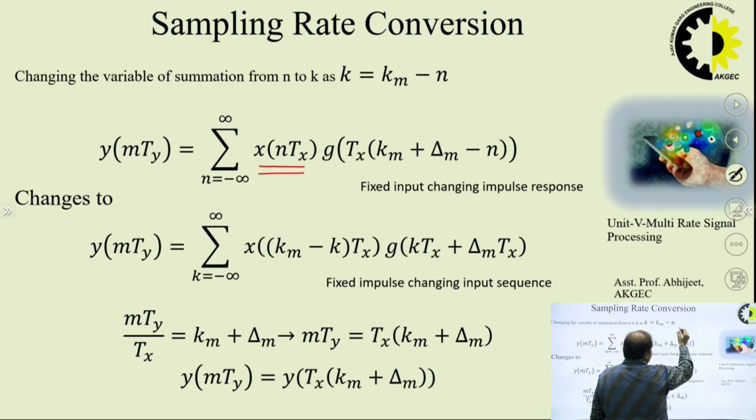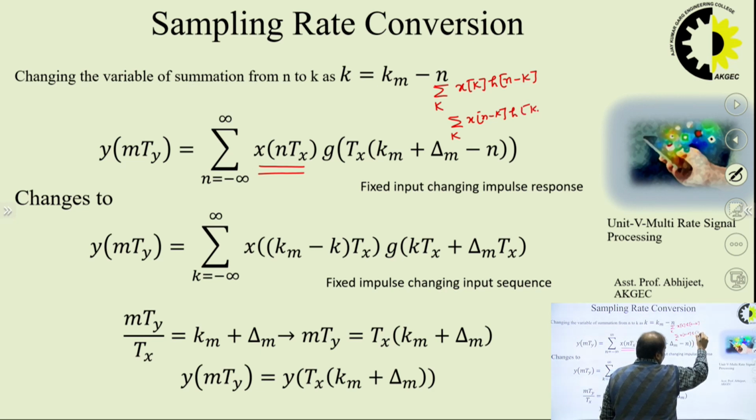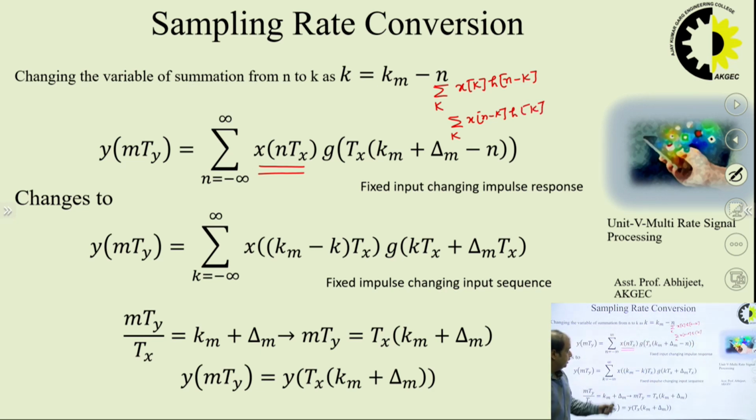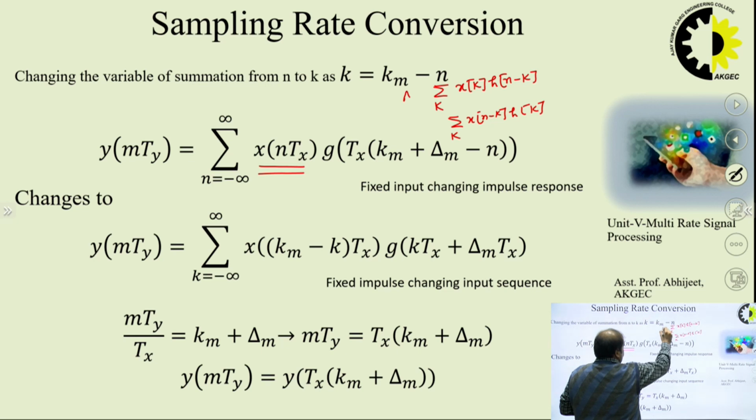Understand that if it is x of k and h of n minus k, and the summation is in k, it is commutative, which means I can also write it as x of n minus k and h of k, isn't it? So in this case, it is the first case, A, because we are keeping the signal there and shifting the filter through which it is passing. The ideal filter is sinc.